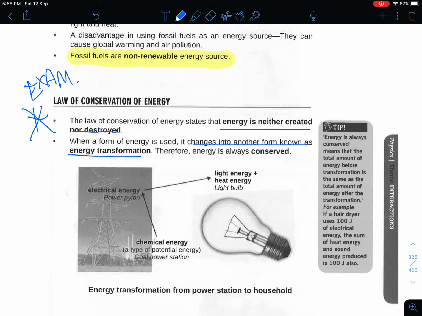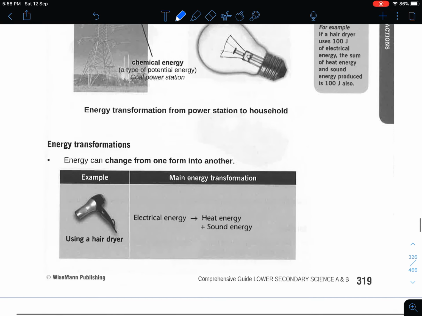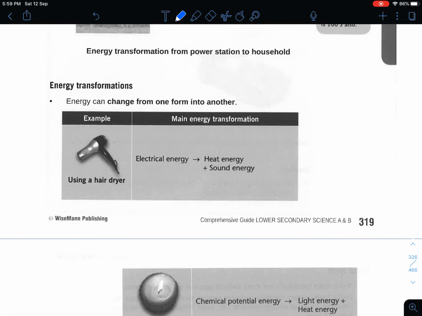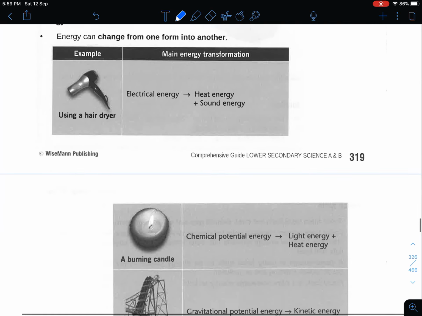And that's when you don't lose or gain energy from creation or destruction, the energy is always conserved. That means it's not lost. Energy can be changed from one form to another. For example, if you use a hairdryer, when you plug into the electrical socket, the electrical energy is converted into heat and sound energy. Heat so that you can dry your hair. And then sound, of course, these kinds of instruments are never quiet.